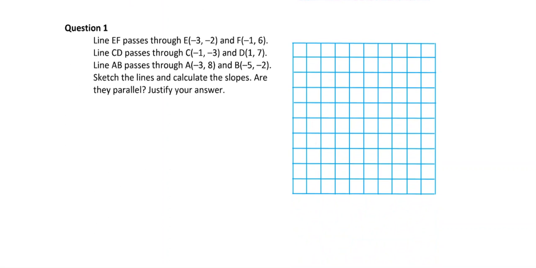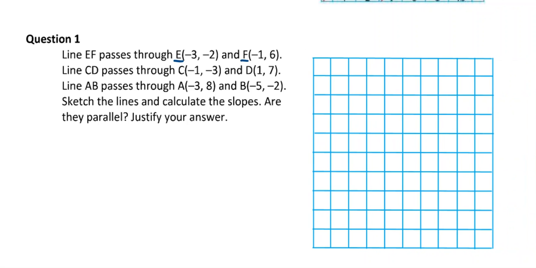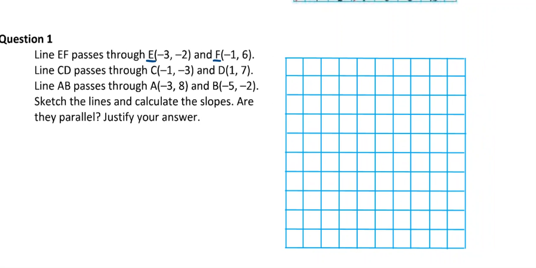So let's do this question. It says line EF passes through the points E(-3, -2) and F(-1, 6), and then CD passes through those points, AB passes through those points, and it says sketch lines and calculate the slopes. And we're going to see whether or not they're parallel.